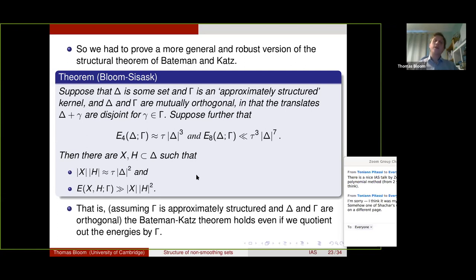So that is basically the Bateman and Katz structural theorem still holds, even if we quotient out the energies by gamma, where gamma is definitely not a subgroup, it's some approximately structured kernel. And that's what we need to get the strategy of Bateman and Katz off the ground in the integers, because there is not much actual rigid algebraic structure around. We have to work with the approximate energies throughout.